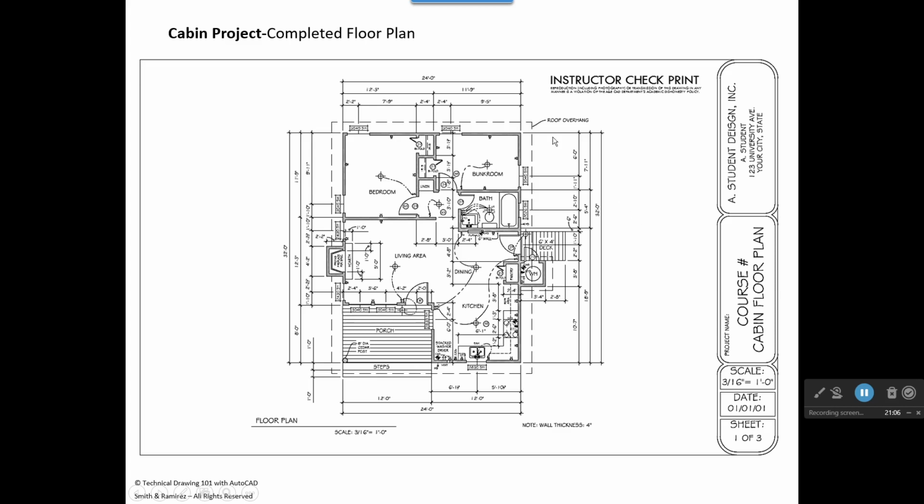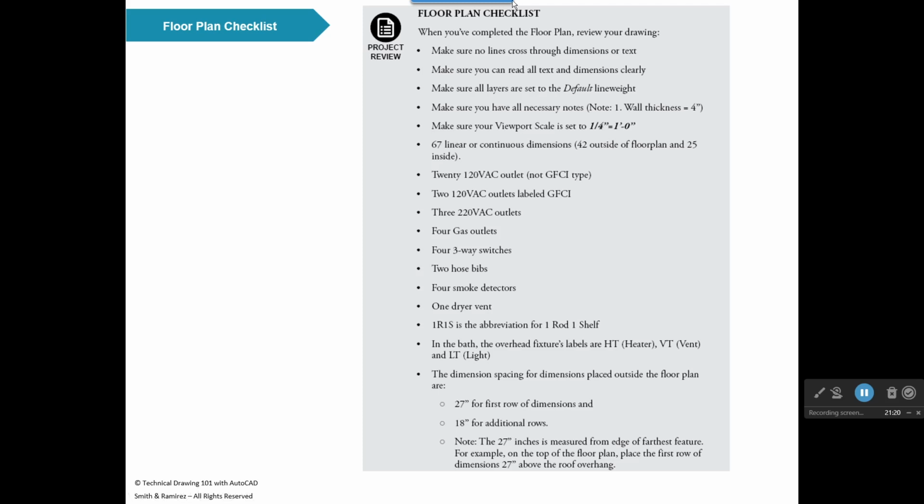So when we're finished, our floor plan will look something like this right here. All your dimensions, all your symbols, everything required by the people making or building this cabin to locate everything that they need. We even have included in the book a floor plan checklist, and it's a good idea to work your way down through this checklist.